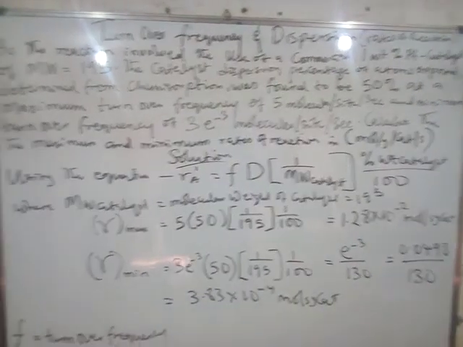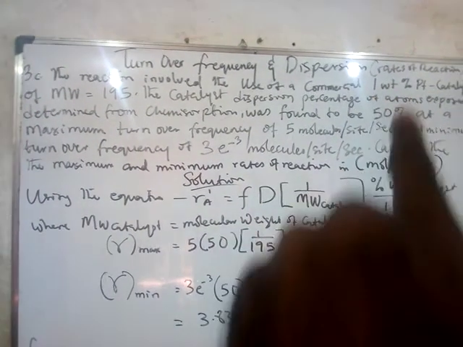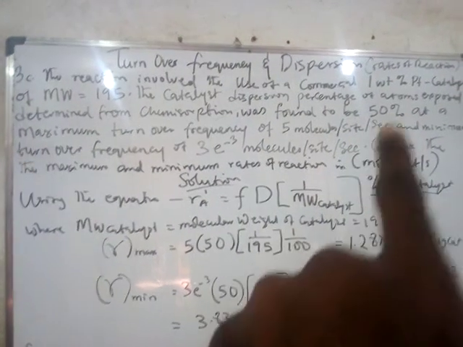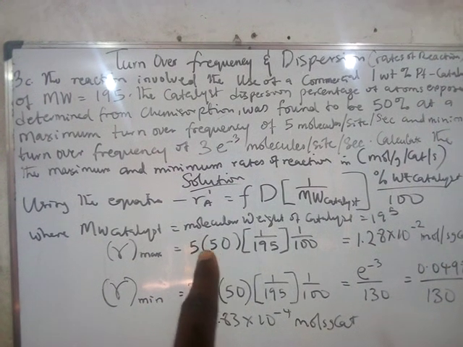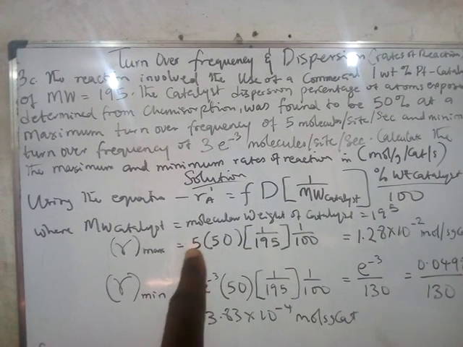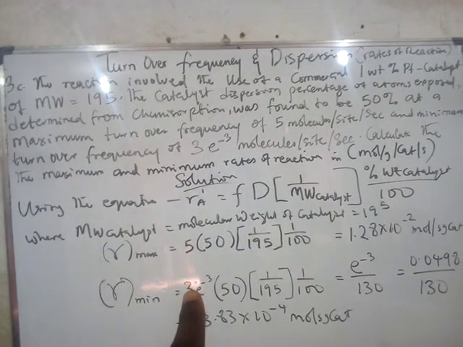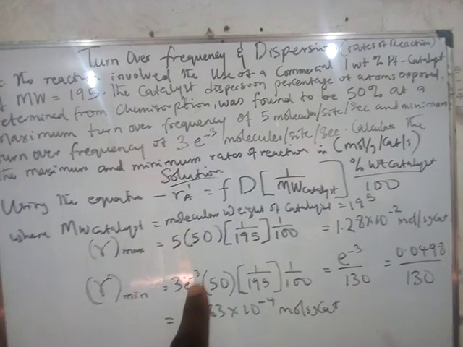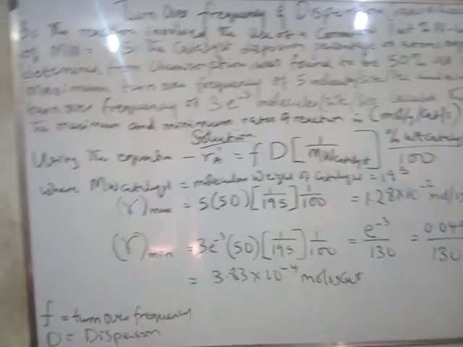And in this case, we are looking at 1. So this is 1 weight percent. That's how we got it to be 1. Then this 50% is the dispersion, whereas 5 is the maximum turnover frequency, and 3 times e to the power minus 3 is the minimum turnover frequency. So fix these in this equation, and you get this.